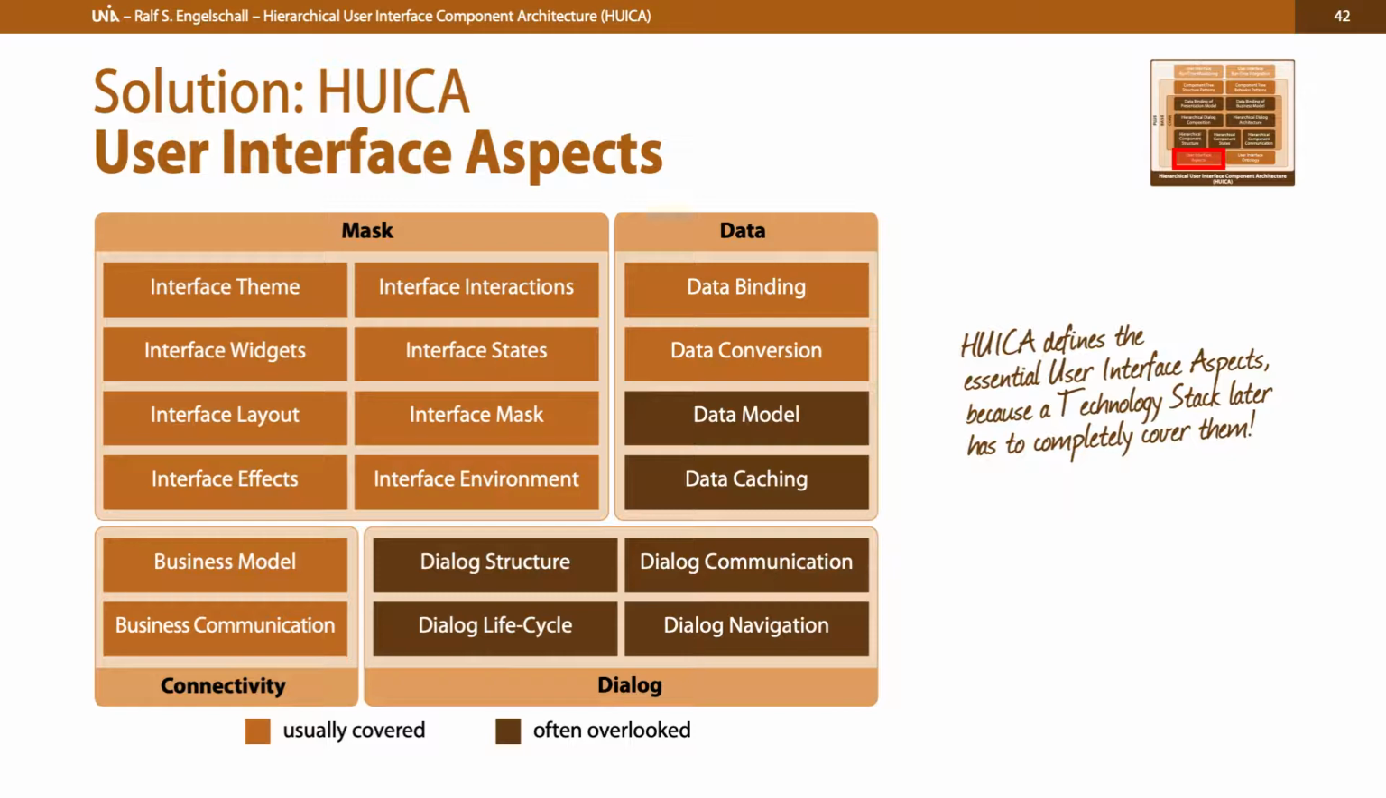The point of HUICA is that the dark brown ones are often overlooked in practice, and this is especially the case if you check the particular UI libraries and frameworks on the market. You will see that they cover more or less just the lighter brown aspects, and the darker brown aspects are very often overlooked. But HUICA makes a focus on all of them.